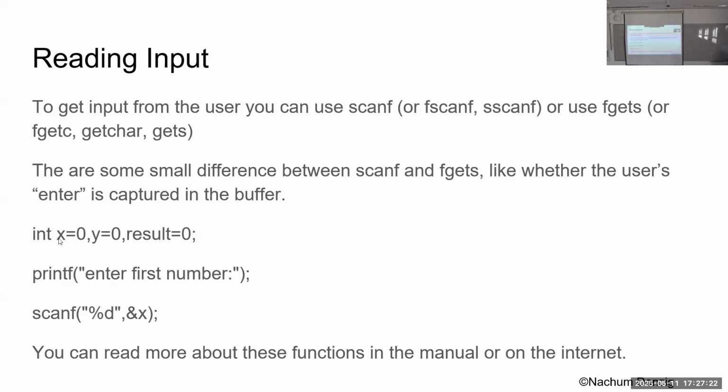You see, I declare x as an integer. I can give it no value. Here I give it 0, but I can give it no value. And then I put into its location by reference. It has to be by reference. That's the way scanf works. It's a very nice function.